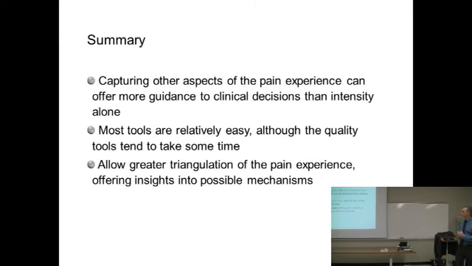Most of them are relatively easy. I will say those quality tools do tend to take a little bit more time, right? There's more options there, so just be prepared if you're going to use one of those. And right back to this idea of triangulation. It gives you a little bit more ability now to try and pinpoint where that experience is lying. So you've got intensity, you've got quality, you've got frequency, you've got location. And location might be as simple as localized or diffuse. Even that gives you information around the potential mechanisms here.